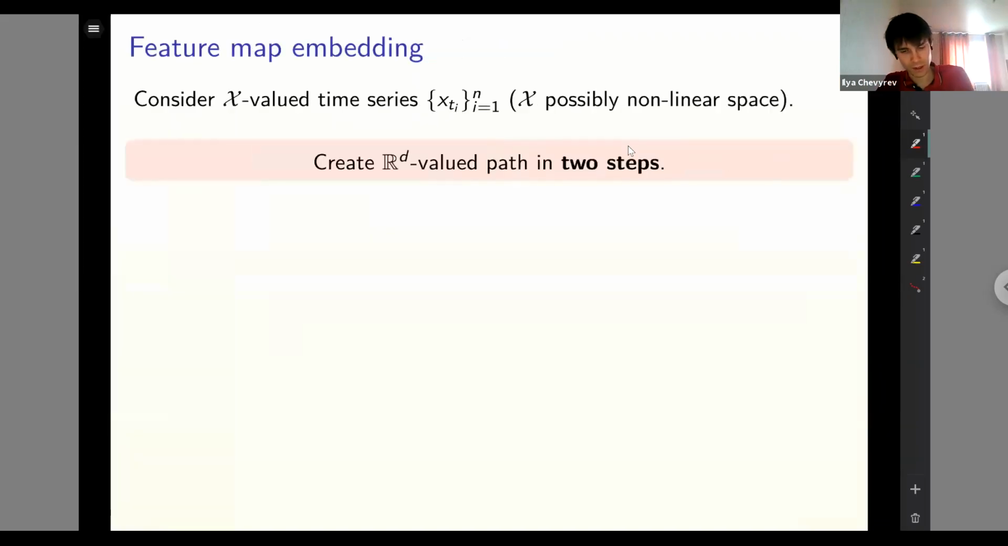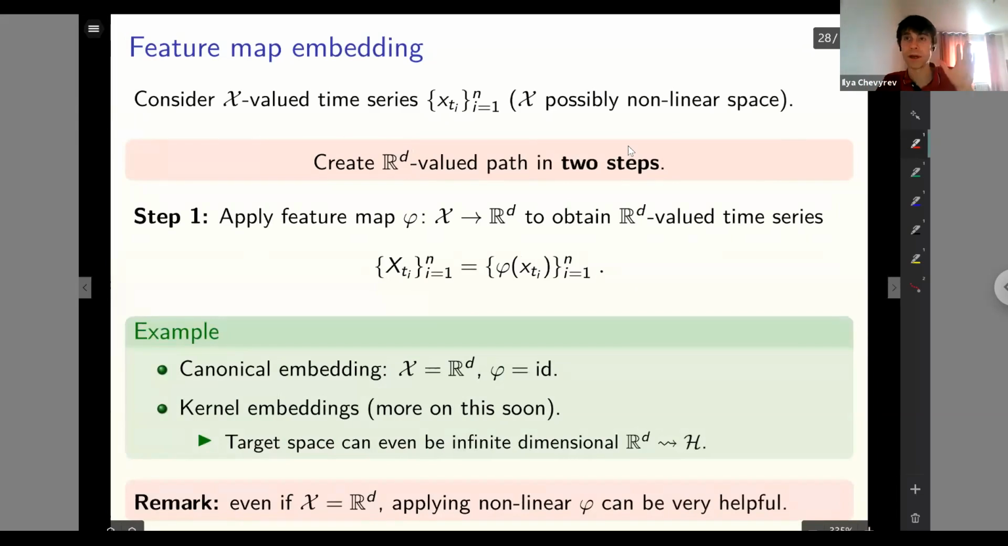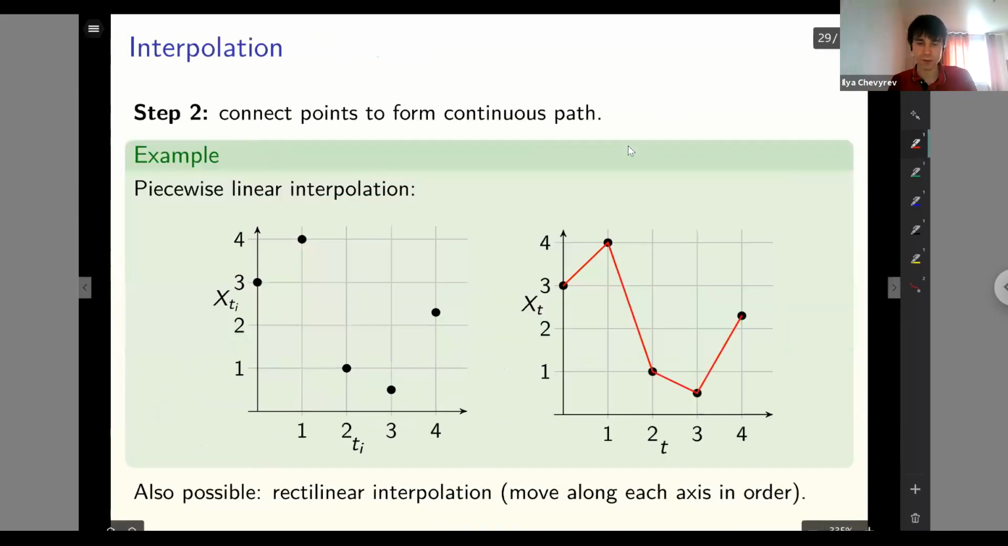And then the bulk of the previous lecture was looking at how to move from data to path. We saw that it was a two-step process. First, if your time series takes values in an arbitrary set, you usually want to apply a feature map in order to map this set into a vector space, which for us at the moment is R^d. So we get an R^d-valued time series. And then from there, you can create a continuous path using, say, piecewise linear interpolation. And from there, you can compute the signature.